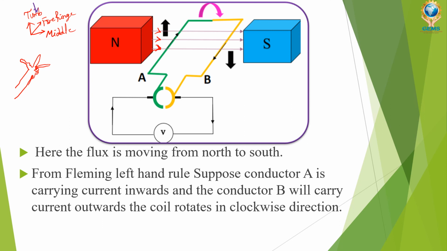M means motion of the conductor, and I will indicate the direction of current, and F is flux. If you keep the forefinger in this direction, and here if you see current is flowing like this, then it is going to rotate in this clockwise direction. You can see here, you take your left hand and place it in this direction, place like this.